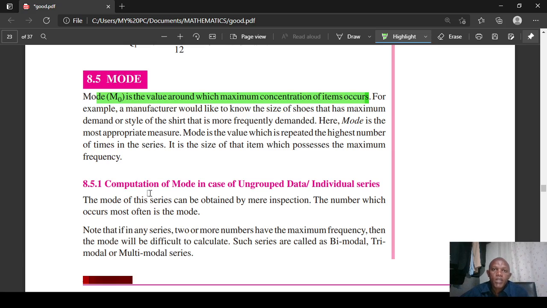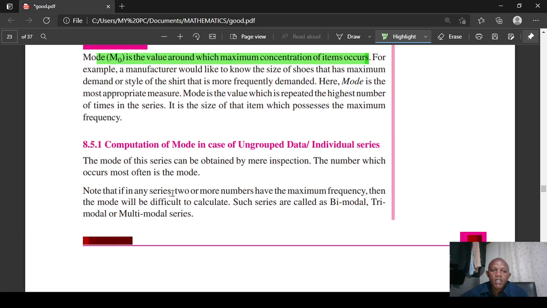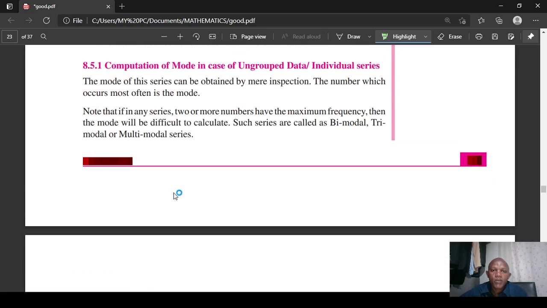Now, when it comes to computation of the mode, we have to identify which type of data we're talking about. Is it a continuous series data set? Is it discrete? Is it grouped? Is it ungrouped? In our case here, I want us to look at how we can compute the mode in the case of ungrouped data. So this is data that has not been grouped.